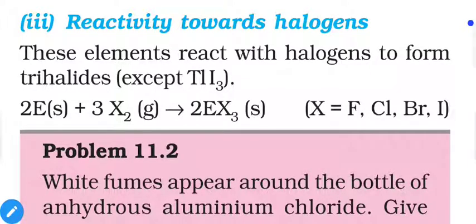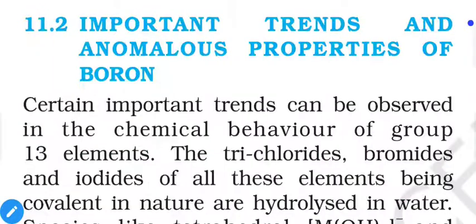So the simple reaction will be: group 13 element with halogens forms EX3 type compound, where X represents halogen and E represents group 13 element. Now important trends and anomalous property of boron. Boron shows anomalous property, that means a different type of nature from the rest of the group members, because of two reasons. First reason, it has small size. Because of small size, its electronegativity is highest among the group members. And second thing, lack of d orbital.